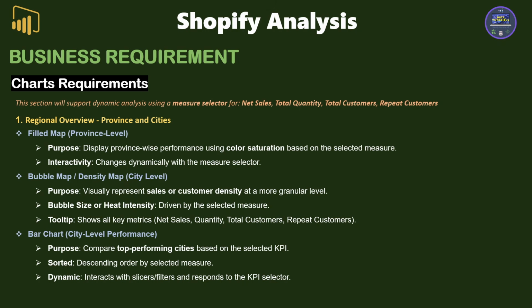And if you select any state in that particular map, that is the field map, it will be filtered and it will give you, based on province, which is the best performing city, right? And it should be sorted in descending order by whichever measure we are going to select. So based on that, this is the regional overview which we are going to do, which is the first requirement.